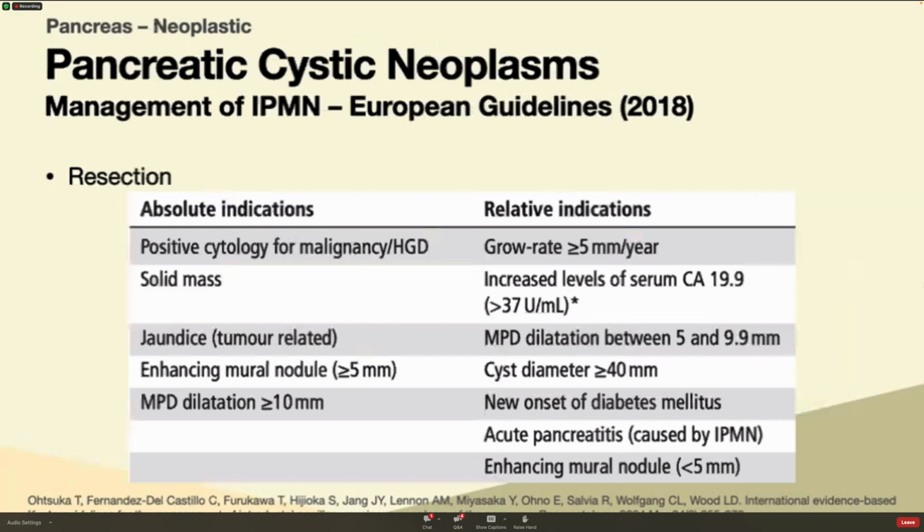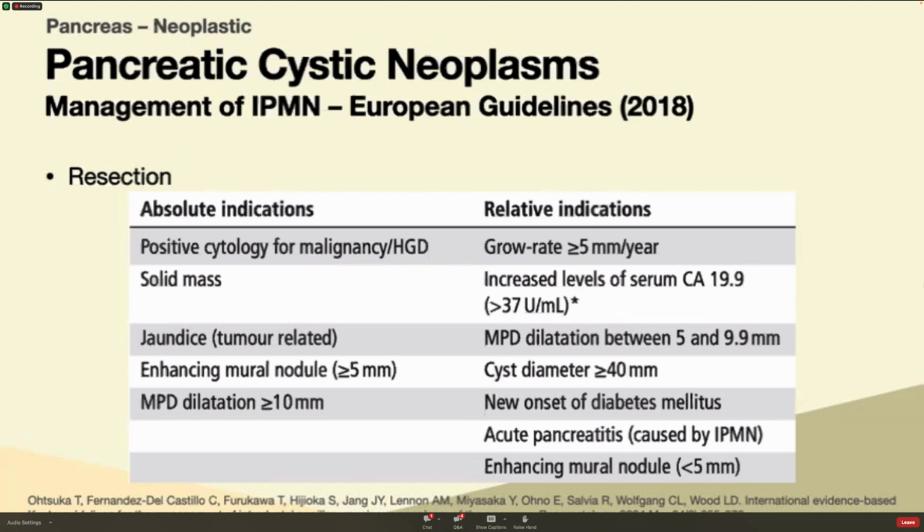For the European guidelines for IPMN, it is more or less similar to the Fukuoka and Kyoto guidelines. So for the resection, their absolute indications include positive cytology, solid mass, jaundice, enhancing mural nodule of greater than or equal to 5 millimeters, and main pancreatic duct diameter of greater than or equal to 10 millimeters.